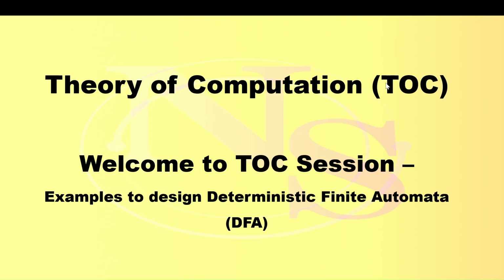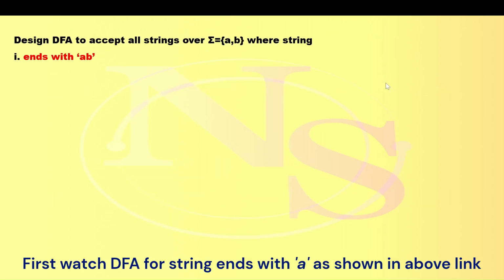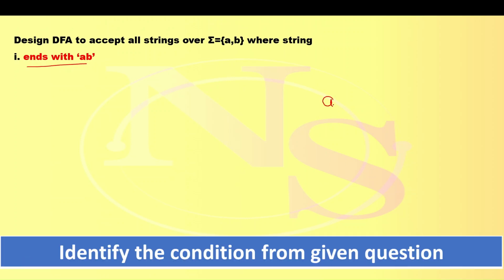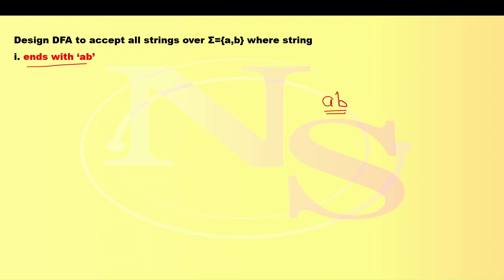Hi everyone, let's continue with a few more examples on designing DFA where the string ends with AB. First, identify the condition and understand it. Here the string should end with AB. The last two symbols should be AB. But before that anything is allowed, maybe multiple A's or any combination of A and B. But all these strings should end with AB.